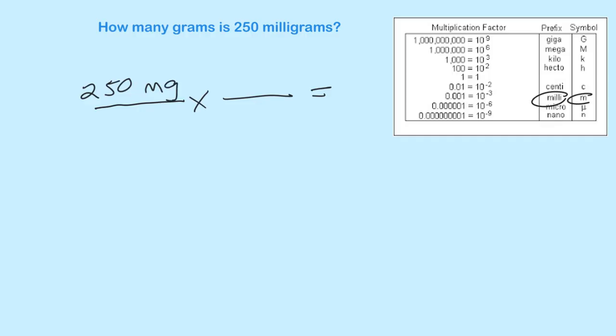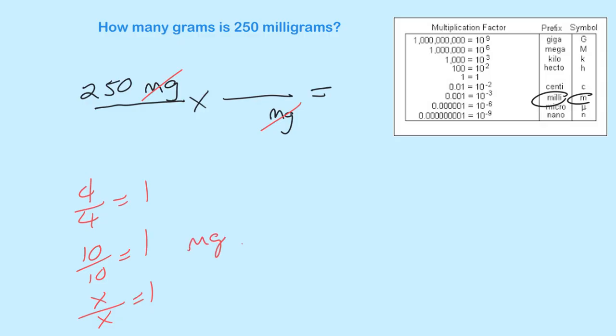So that's 250 milligrams. I put my milligrams at the bottom again because when you put units in the diagonals like that, they cancel out. So just like 4 divided by 4 equals 1, or 10 divided by 10 equals 1, x divided by x equals 1, milligrams divided by milligrams equals 1, and it cancels them out. So again, I put a 1 next to my prefix unit, and that's 1 milligram, and I go to the factor, and it says that a milligram is 0.001 grams.